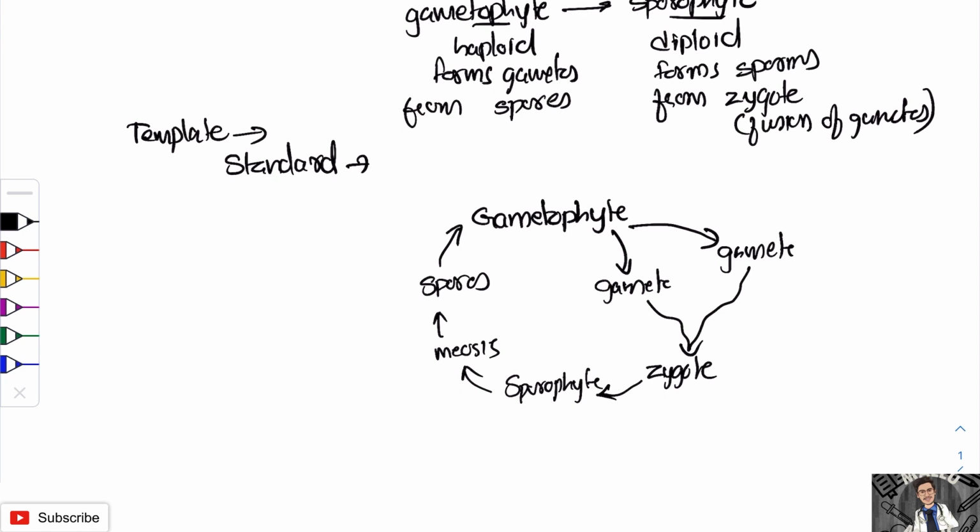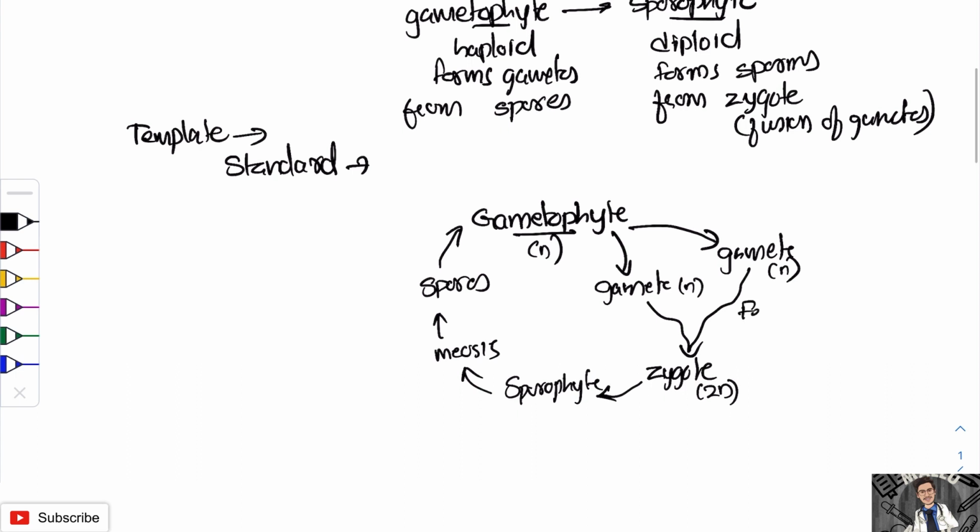So if anyone asks you what's a gametophyte, you can take the definition from this very chart. The gametophyte is formed from spores, and what do they form? They form gametes. And what is it? It's haploid. So gametes are also haploid, and then the zygote through fusion forms 2n. When gametes fuse to form a zygote, this phenomenon is known as fertilization. Alright, so the gametophyte forms gametes through the process of mitosis.